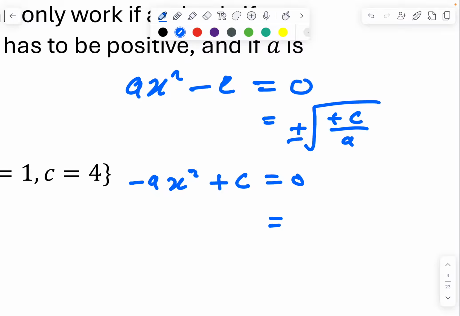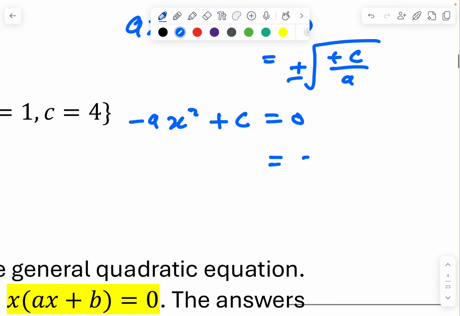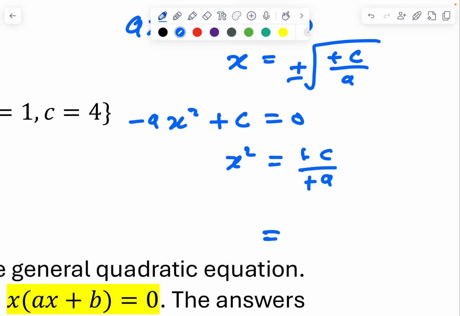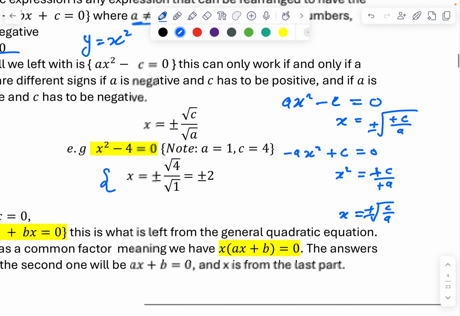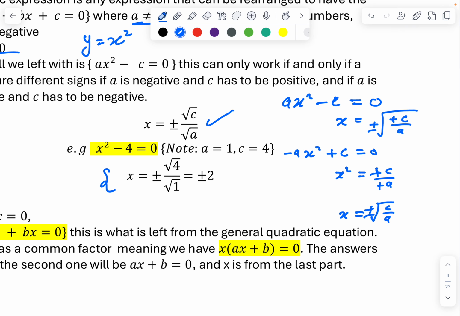Here we have negative c divided by negative a. The answer will be x^2 equals that, so x equals plus or minus the square root of c over a. The negatives cancel out and become positive because negative divided by negative is positive, which is still the same thing as this part.